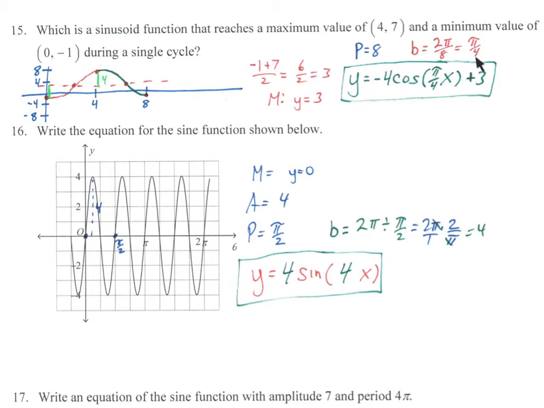So when I reduce this, I get pi over 4. So pi over 4 is my b value. Now be very careful in the test. If you have your period, you probably need your b. If you have your b, you probably need your period. Be careful going back and forth.